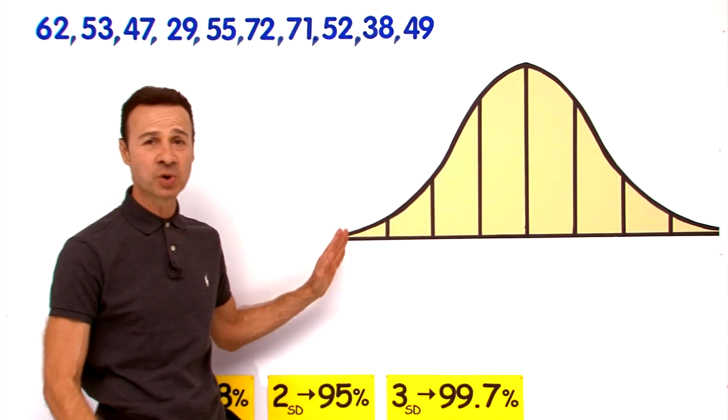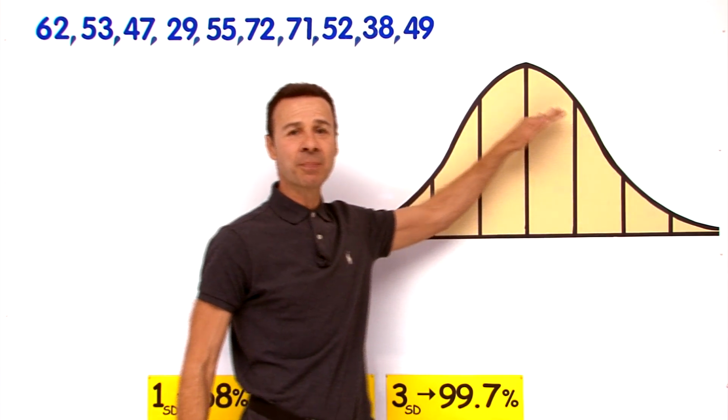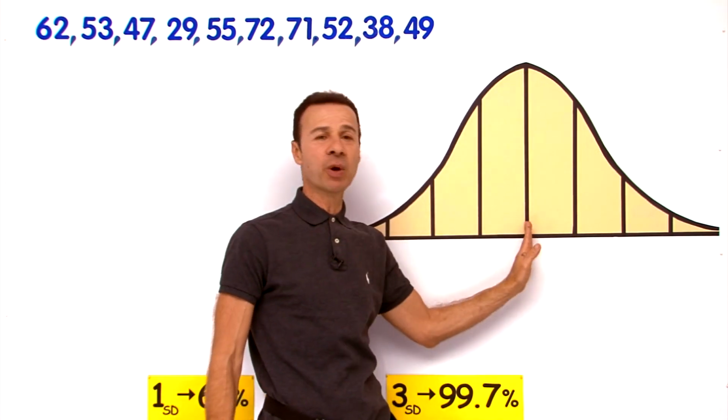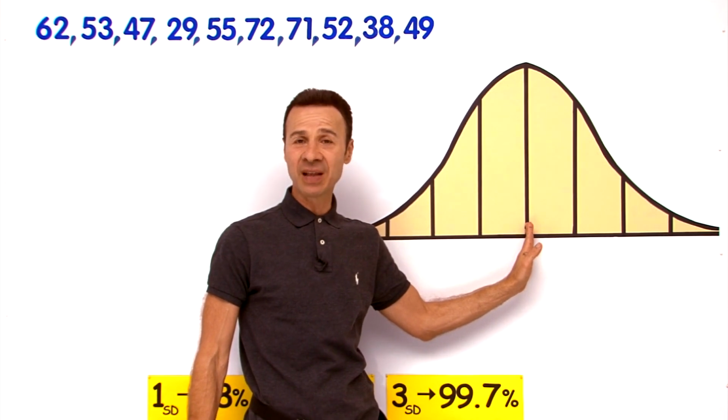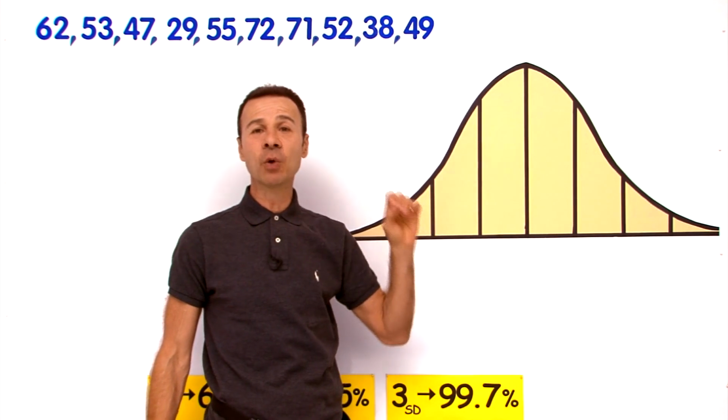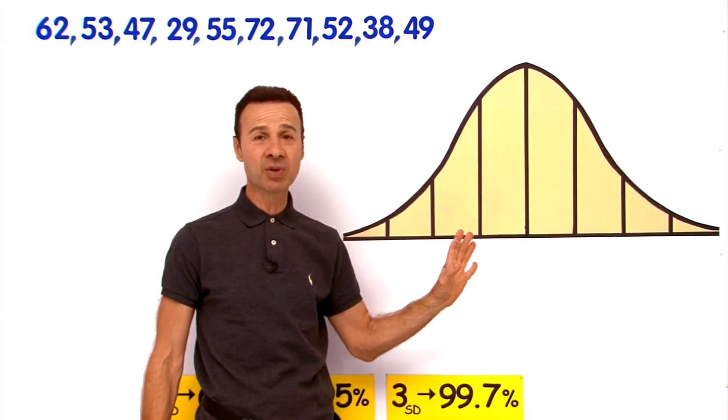We have a normal distribution curve right over here. As you can see, it's a bell curve. It's got a bell shape, and right in the middle right here is where we usually put the mean. That's where the average is for all the scores. Now, we have a mean, we have a standard deviation. We're going to be working with standard deviations.